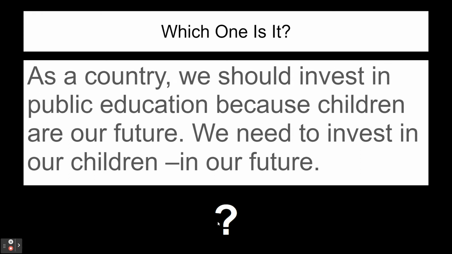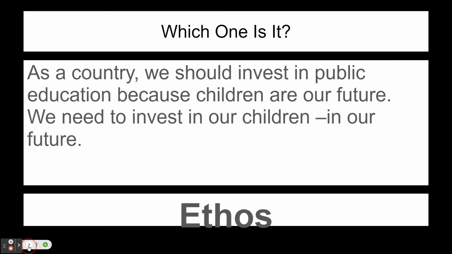Which one is it? As a country, we should invest in public education because children are our future. We need to invest in our children, in our future. That is ethos. So they're saying children are the future. We need to invest in them in our future. That is building a trust with people. So that makes sense that we should do it. Public education is important to people. So they are building trust by saying we should invest in something important to everyone.